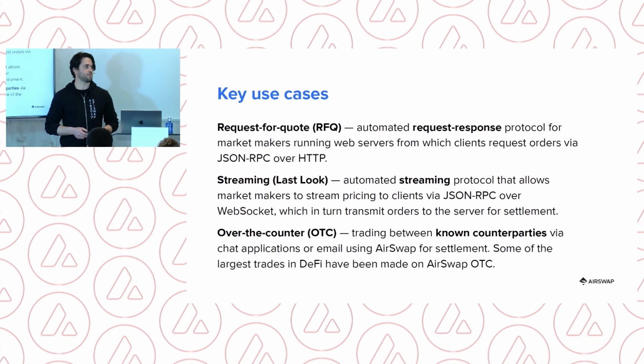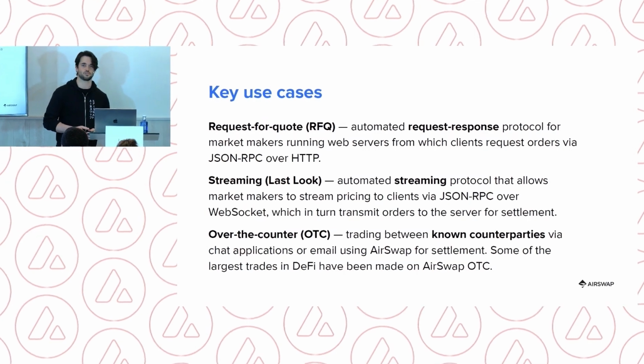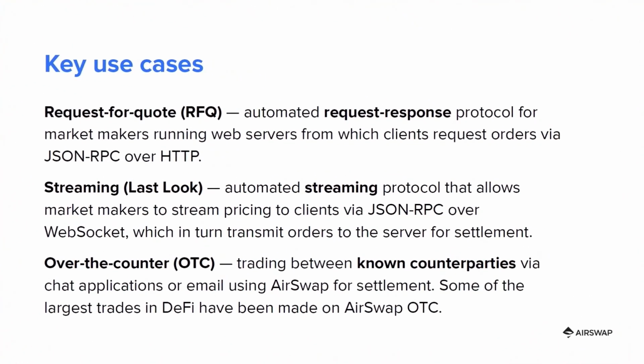Key use cases for AirSwap and peer-to-peer trading in particular are RFQ, which is request for quote, an automated request-response protocol for market makers running web servers, clients that request orders from those servers and perform the atomic swap on chain. Another automated protocol we call Last Look, which is a streaming protocol that allows market makers to stream quotes. So effectively, the real-time prices, and clients can take the last price and sign an order and send it back to the maker, who in turn takes it for settlement.